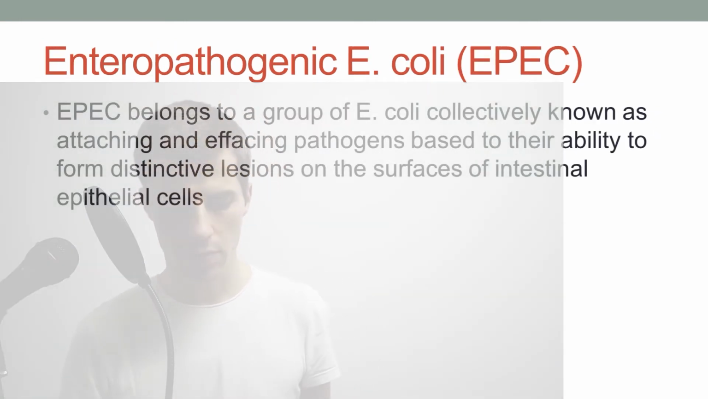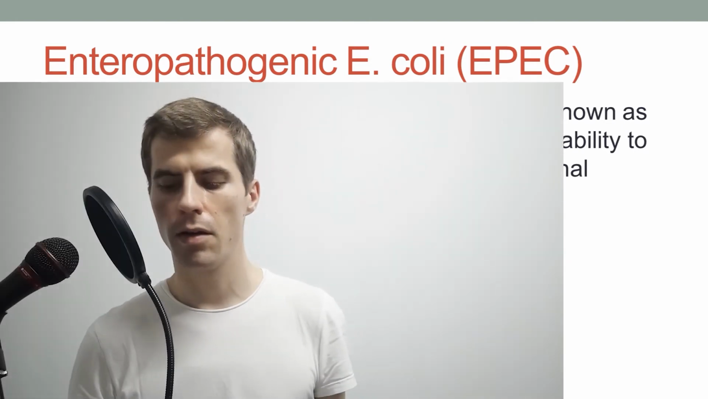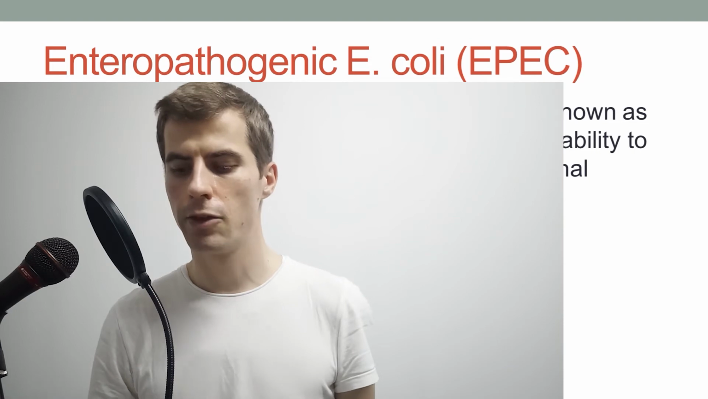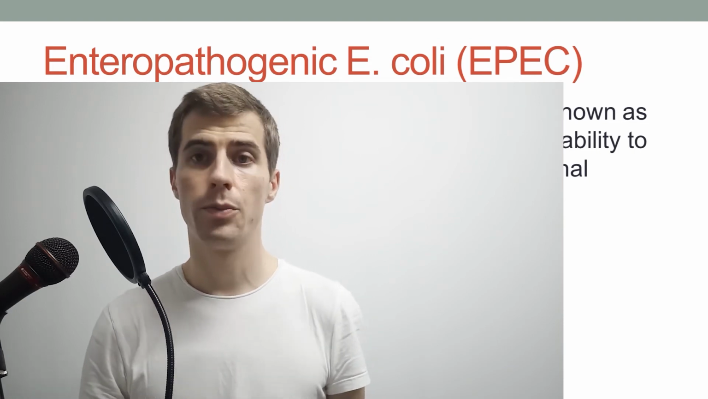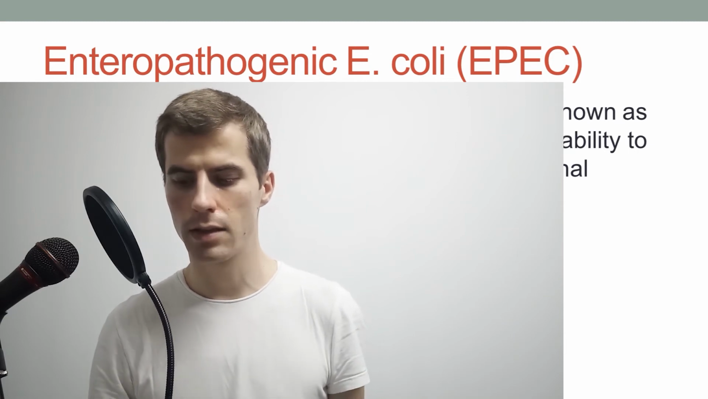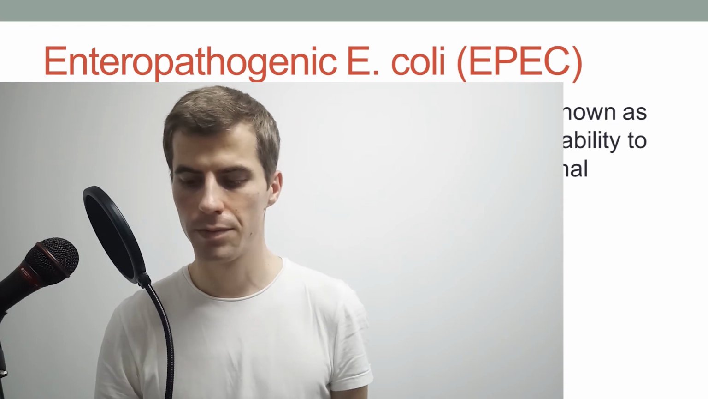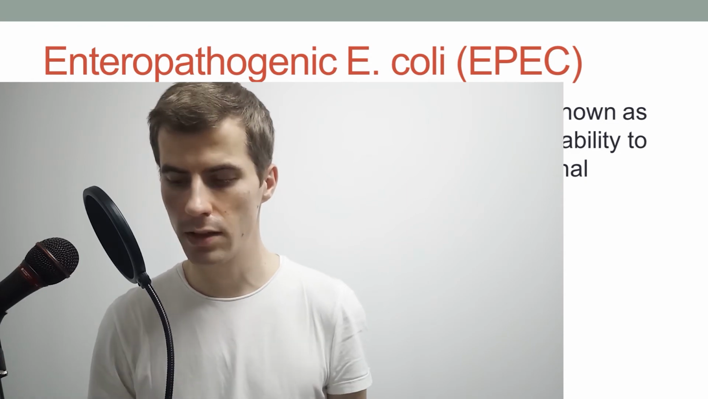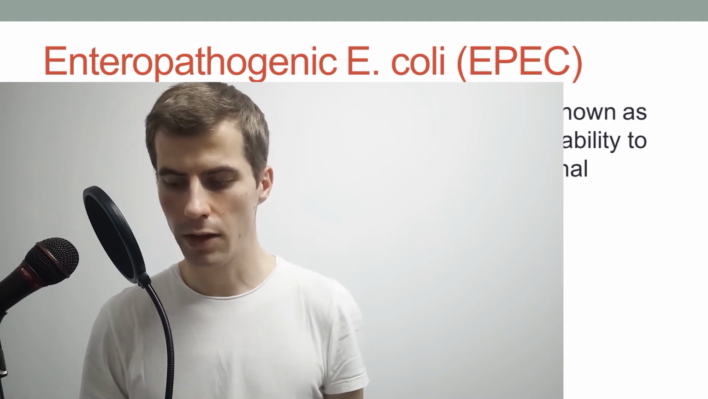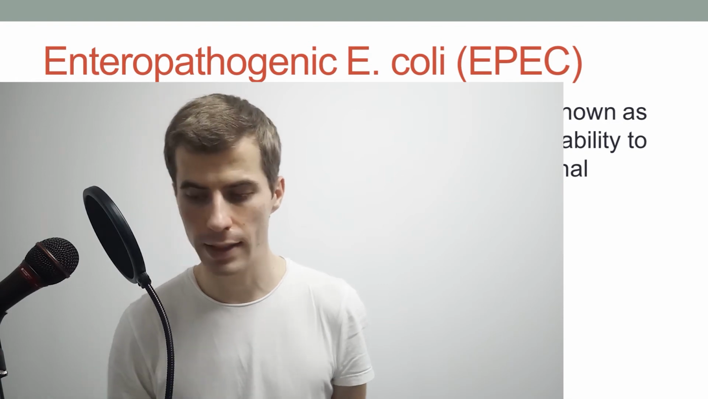Talking about different types of bacteria, we can start with Escherichia. Escherichia is part of the normal flora in the intestinal tract. There are a few types of Escherichia coli, and we can start with Enteropathogenic Escherichia coli. Enteropathogenic Escherichia coli belongs to a group of Escherichia coli known as pathogens which have the ability to attach to surfaces, and it is able to produce some specific lesions on the surfaces of intestinal epithelial cells.